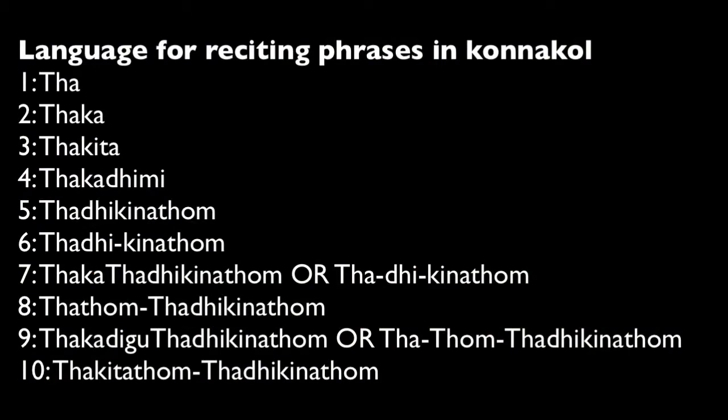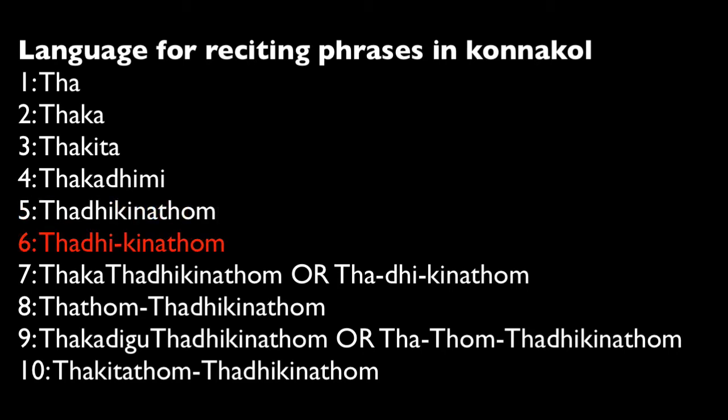In this table, you can see how to recite phrases of 1 to 10 beats long. Going from top to bottom, we see that we say ta for 1 beat, Thaka for 2 beats, Thakita for 3, Thakadhimi for 4, Thadhi-kinathom for 5, and let me stop right there. Because the phrase for 5, Thadhi-kinathom, is central in Konnakol, so it's very important that you really learn it by heart. Thadhi-kinathom, Thadhi-kinathom.